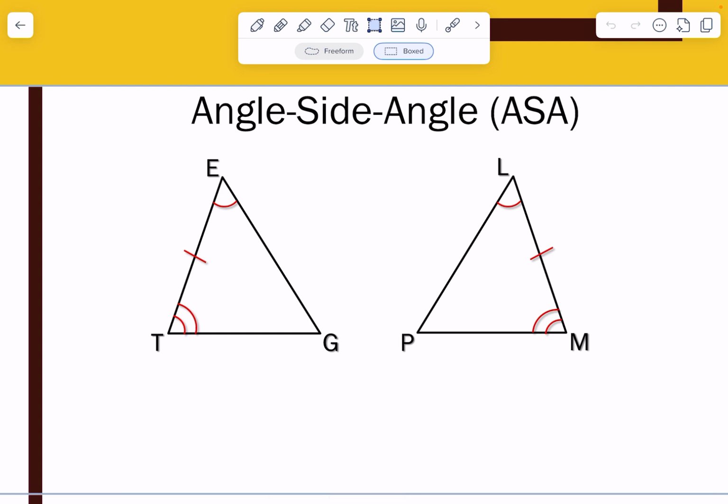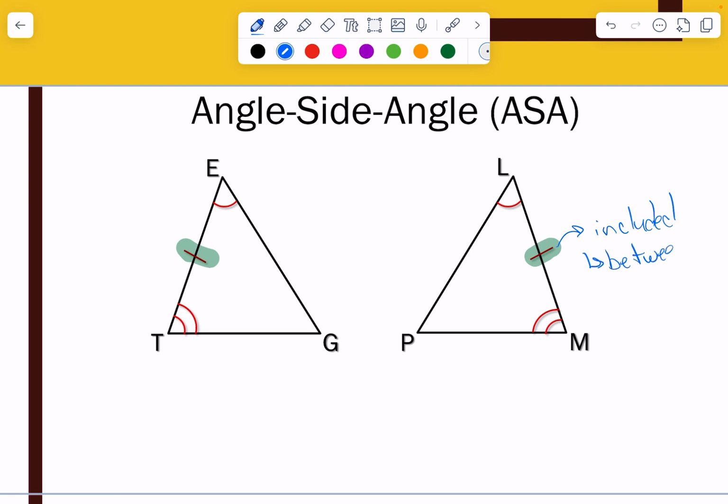Angle side angle, what you will notice is two corresponding angles have to be congruent, two sets, and the side between them has to be congruent. So remember, this is what we call the included side. In other words, it has to be between the two angles. So in order to use angle side angle, you need three things. You need two corresponding sets of angles congruent, and you need one corresponding side congruent that falls between the two angles.